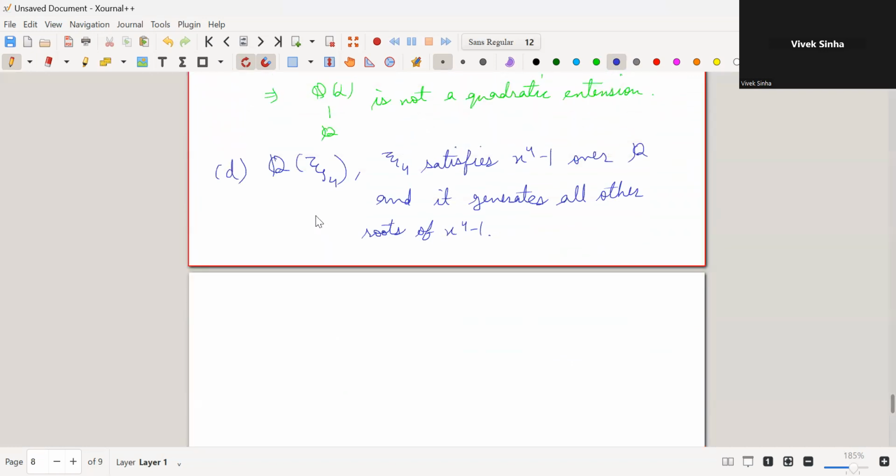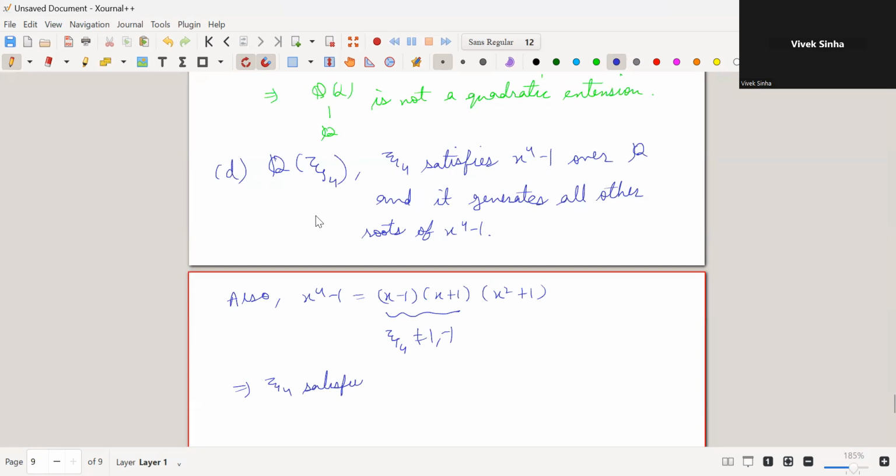So also x4 minus 1 is what? This is (x minus 1)(x plus 1)(x square plus 1). These are linear over Q, and C4 is not equal to 1 or minus 1. So it won't satisfy these parts, and it satisfies this. That means C4 satisfies x square plus 1, right?